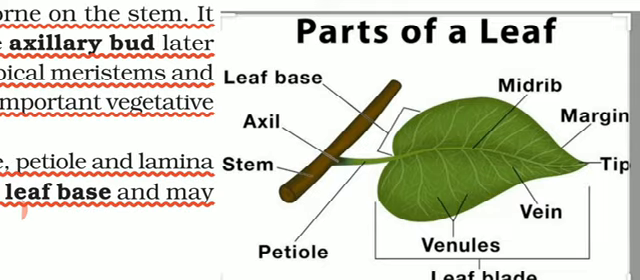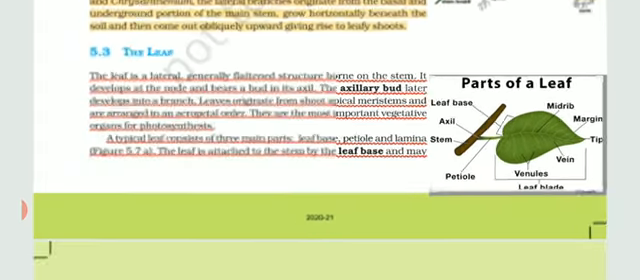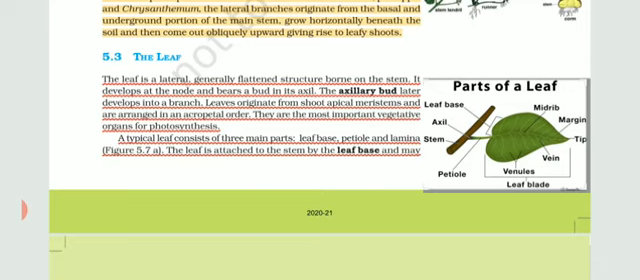Then a broad portion in the leaf is called lamina, or we can say leaf blade. The lower part of the leaf is called the leaf base, and you can see so many lines present on the leaf, which are called veins, and the arrangement of veins is called venation. The largest vein is present in the center and we call it the midrib, right? So we were talking about the axillary bud, so it can develop into more branches.